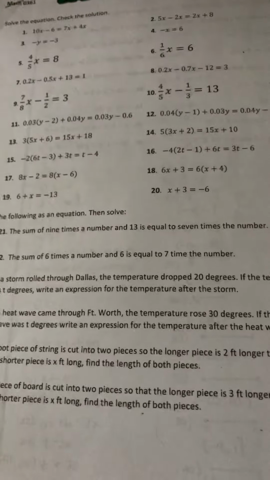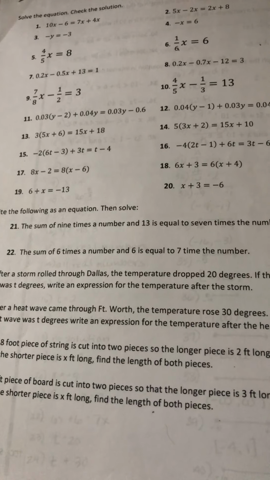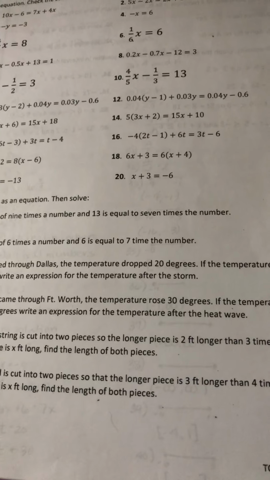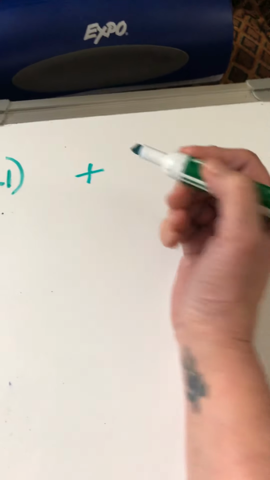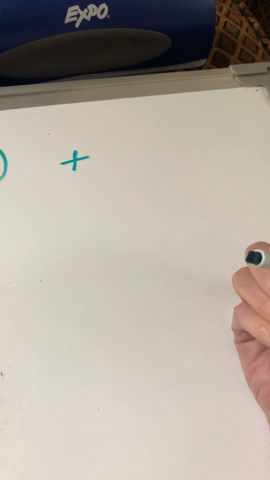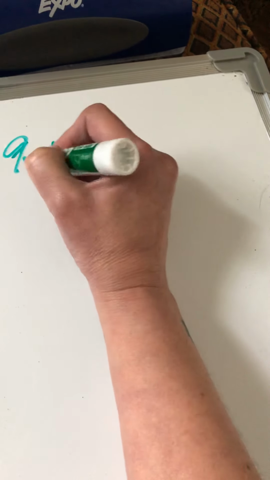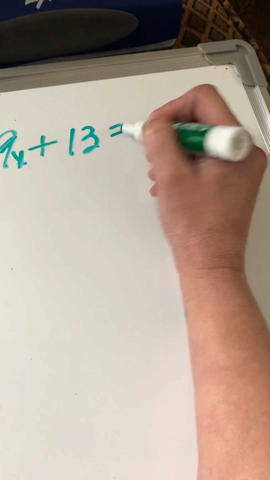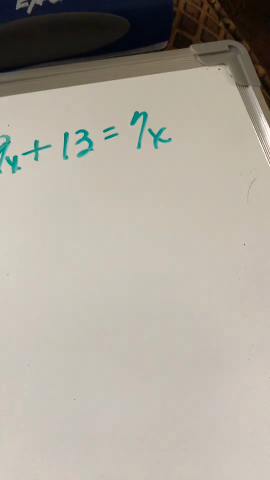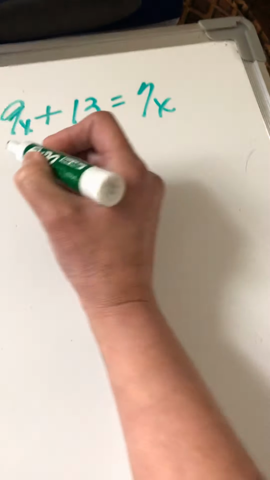21. Now 21 reads, the sum of 9 times a number and 13 is equal to 7 times the number. Okay, so we want a sum, so that means we're going to start with this. The sum of 9 times a number and 13 is equal to 7 times the number. And then they're asking us to solve.